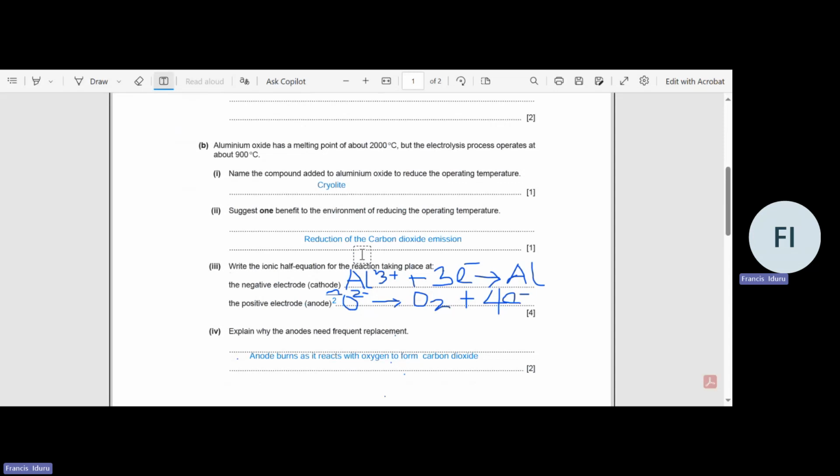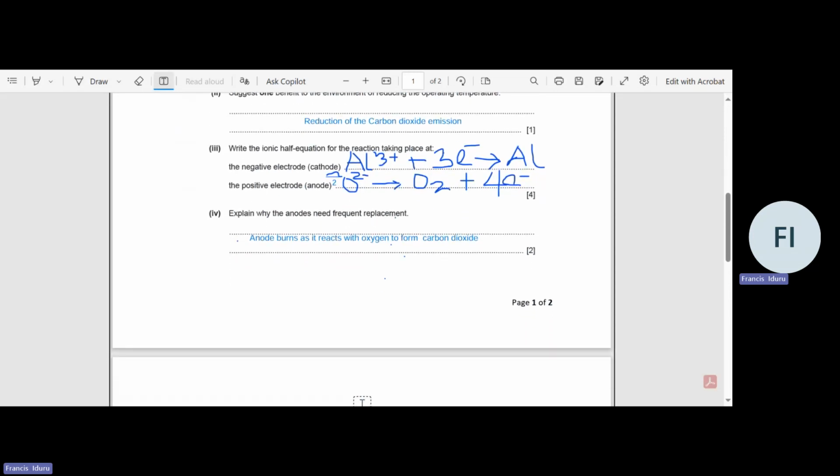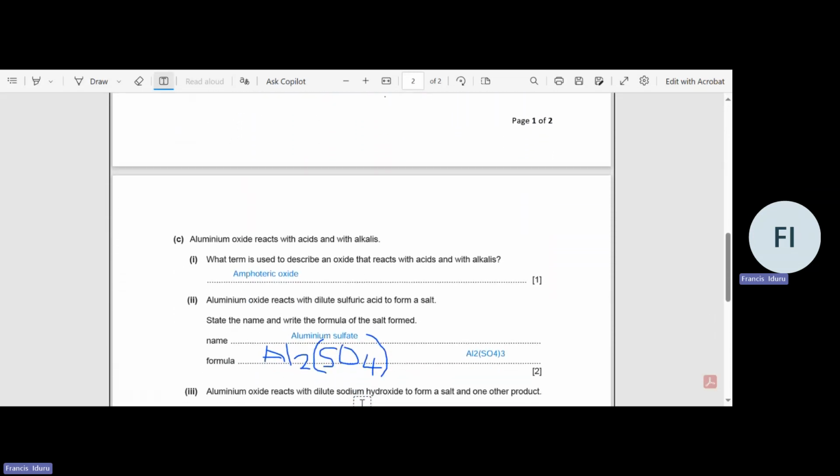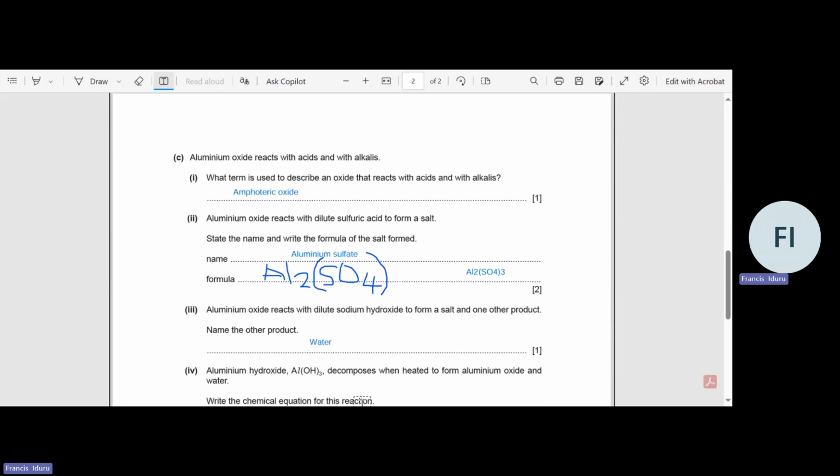Always check the mark. So there are 2 marks there. The anode reacts with oxygen, or bonds with oxygen, is 1 mark. To form carbon dioxide is another mark. That we must be careful to give our answer. Now let's move to the C part of the question.